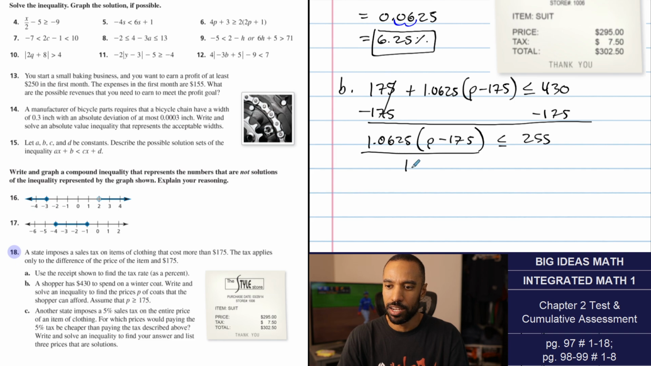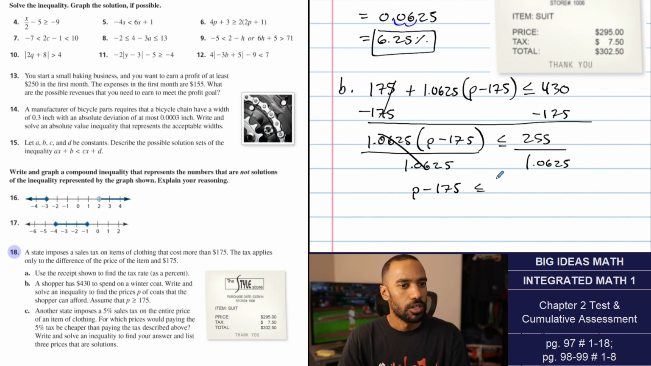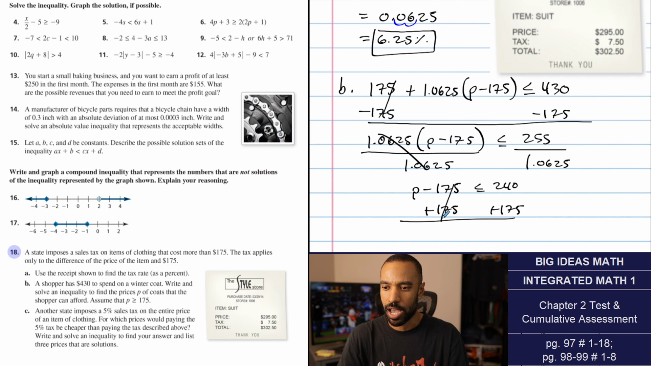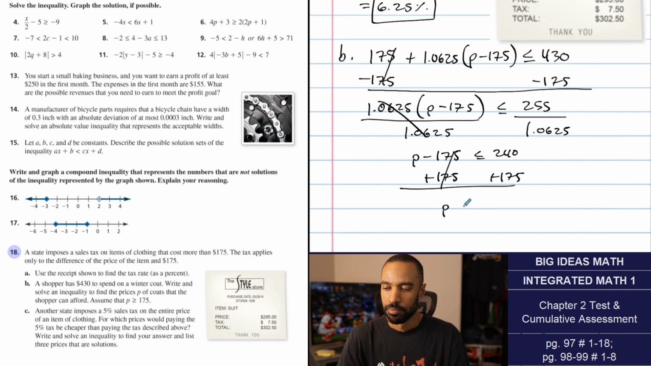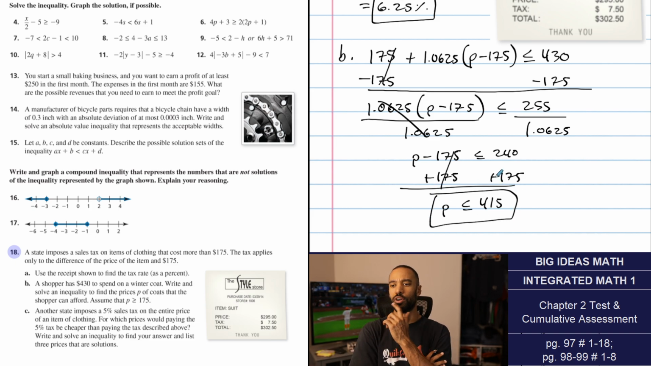Now, if you divide by 1.0625, it does divide evenly, and this number becomes 240. So if I add 175 to both sides, there's that cost difference. This will be P is less than or equal to $415. Is that $415? $415. Now you might wonder why it's not the full 430.